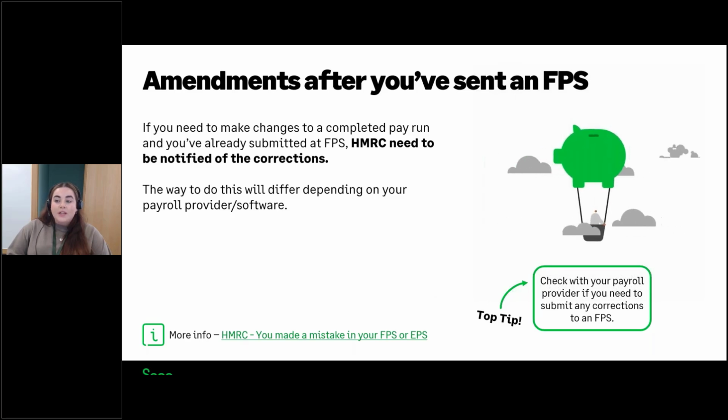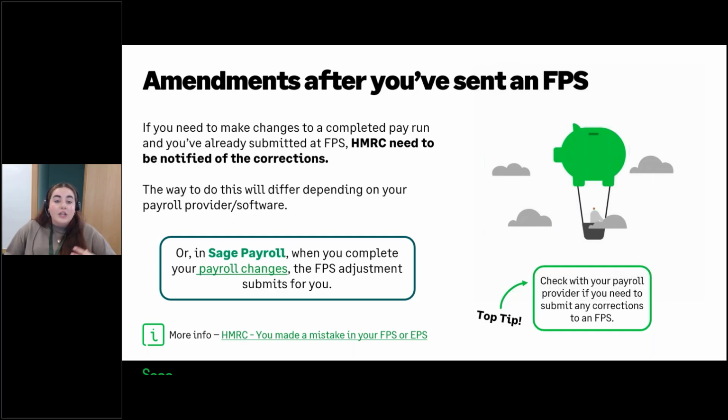And another example as well, this time for Sage Payroll or Sage Business Cloud Payroll, is that you'd make your changes in corrections mode, and once they're made, you'll confirm the changes and an FPS adjustment will automatically be sent to HMRC, which again will make sure that they're up to date with those latest payroll values. So just to recap that, you've sent your normal FPS, but then you've had to go and make changes to payroll, which means those figures that were sent originally are no longer correct. And that's why you would need to send the adjustment.